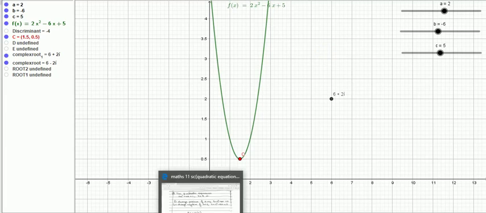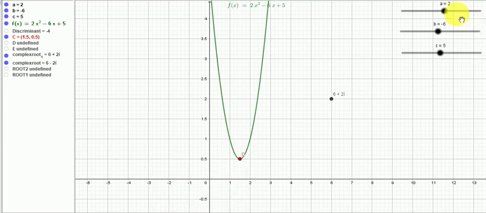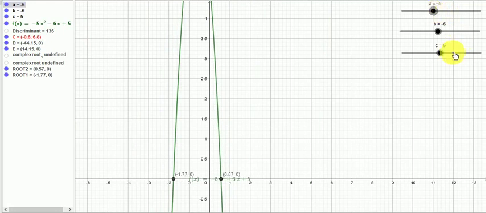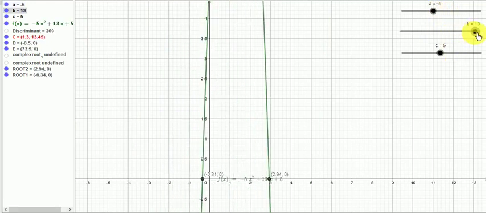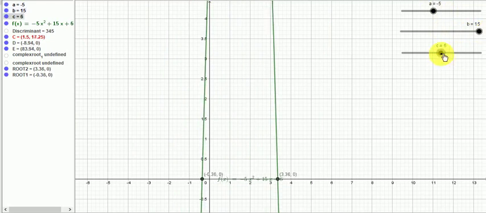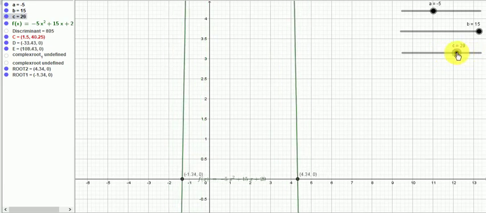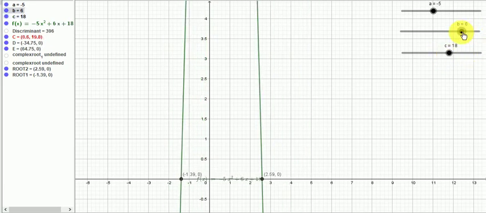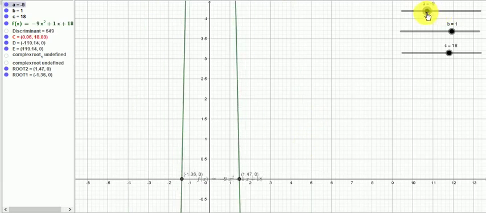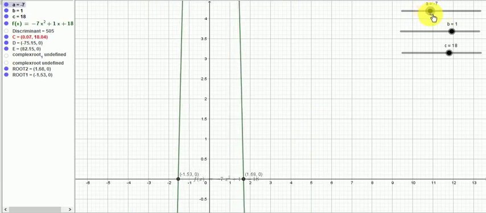Now when will this expression be negative? If a is less than 0 and d is also less than 0. So let us take one example.